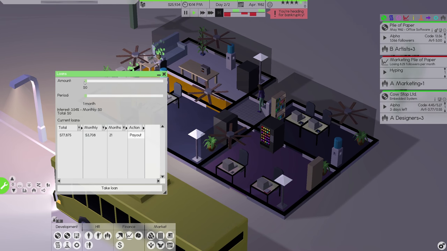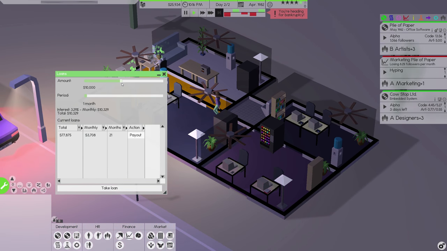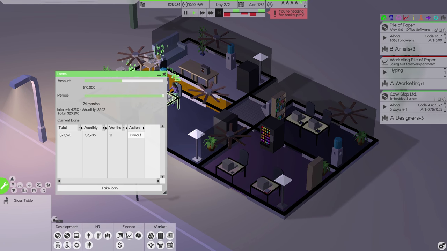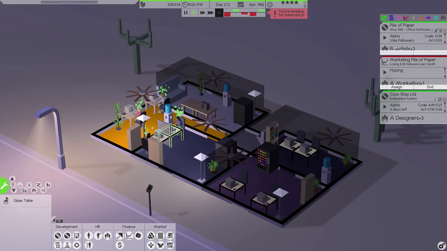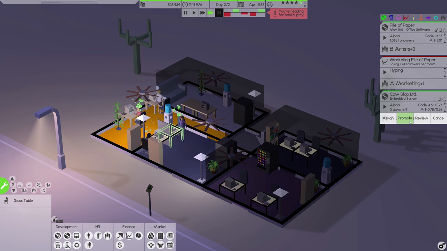I don't wanna be running into any problems, so I will take another loan of 10,000 for 24 months. Sure, it's gonna cost us double to pay back, but I need that little bit of extra cash money to keep me afloat. We're so close to finishing Pile of Paper, so I hope that this will do the trick.